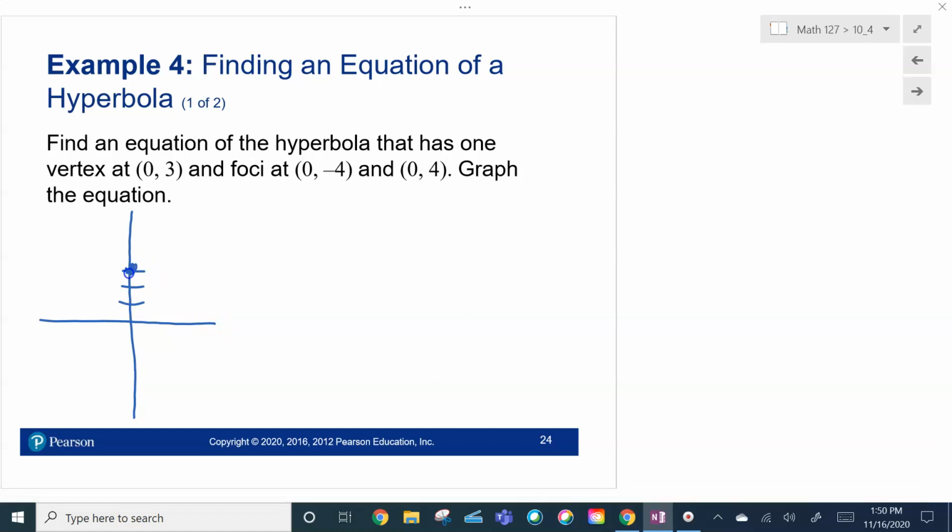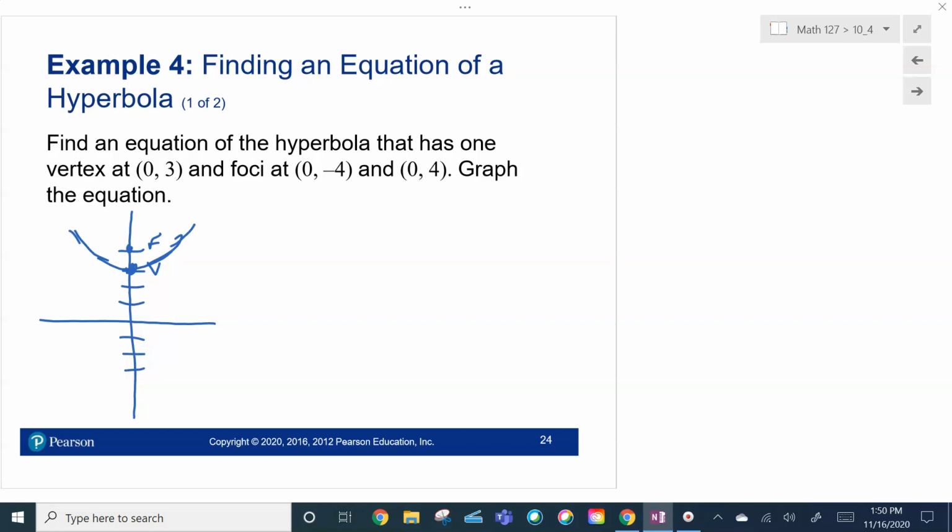There's one vertex. There's one focus. We know it's going to wrap around the vertex. We know this opens up-down. So we already know it's y squared over a squared minus x squared over b squared equals 1.